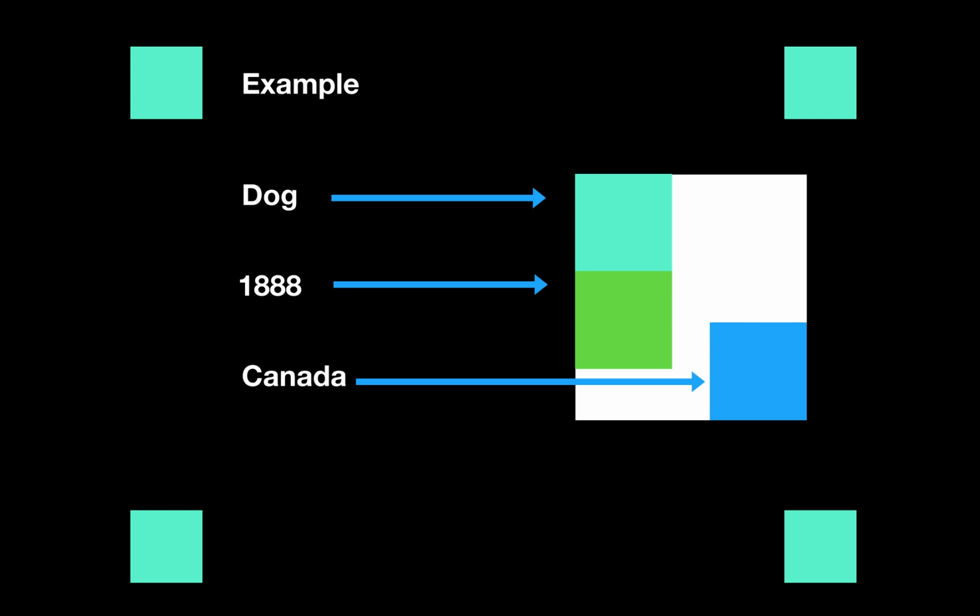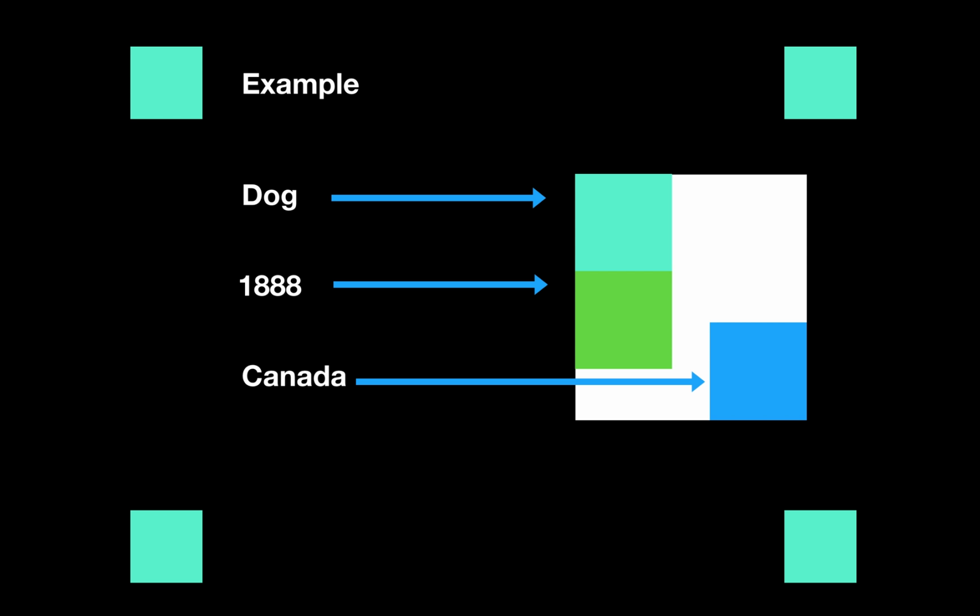And let's look at an example. To make it simple, there are just three items: dog, 1888, and Canada. So with these three words, we found a memory palace.